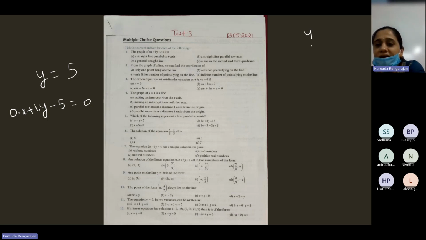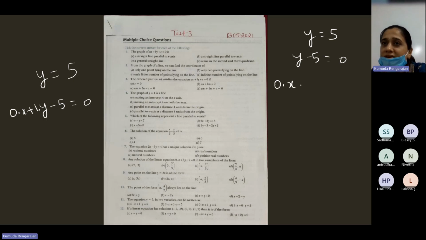See here, y is equal to 5, children. Y minus 5 is equal to 0. Y means 1y. No x means 0x, plus y means 1y. The dot is not 1.y, it's 1 into y, minus 5 is equal to 0. So the correct option is C.